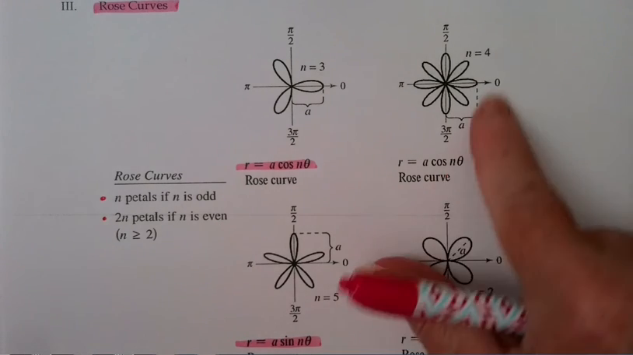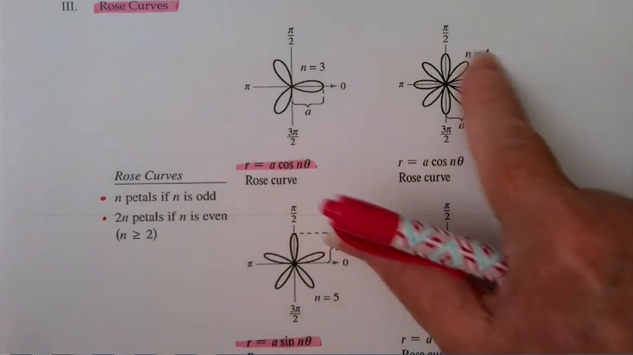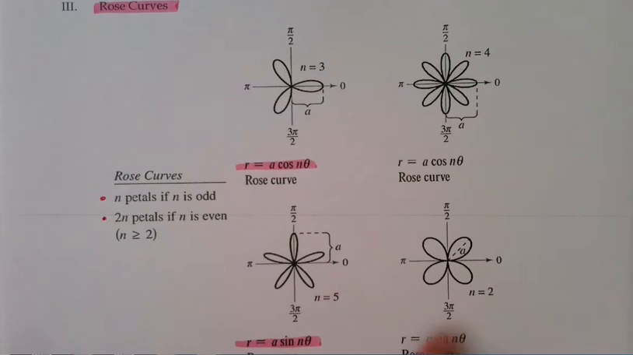This one was run with an n of 4, and notice there are 8 petals here. This one was run with an n of 2, and there's double the 2, or 4 petals. So the number of petals does depend on whether n is even or odd.